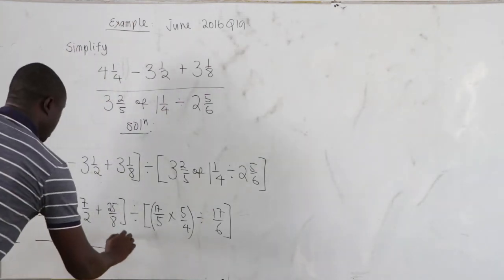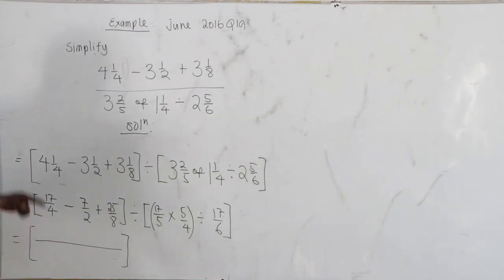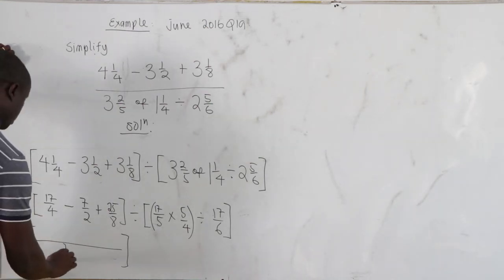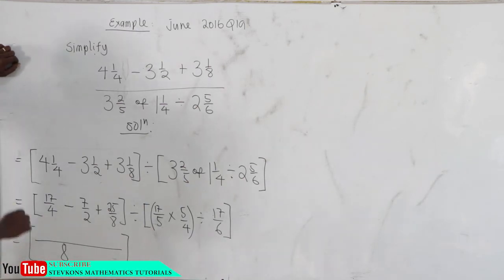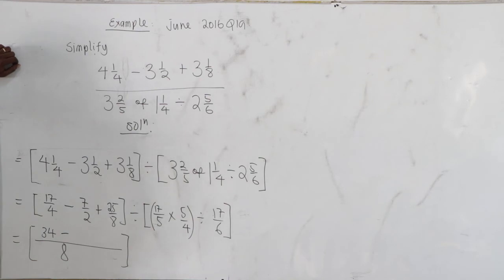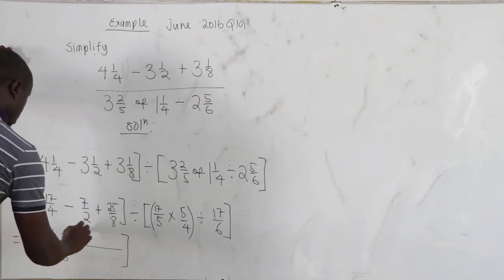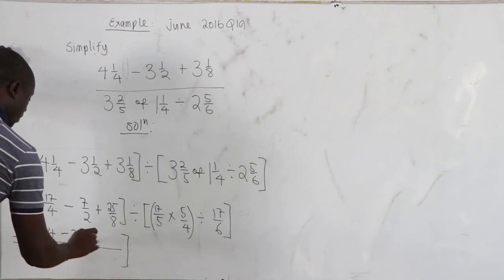Now, what is the LCM? At the numerator, clearly the LCM is 8. 4 to 8, 4 will go into 8 2 times, 2 times 17, that is 34. Minus, 2 will go into 8 4 times, 4 times 7, and this is 28, plus we have 25.